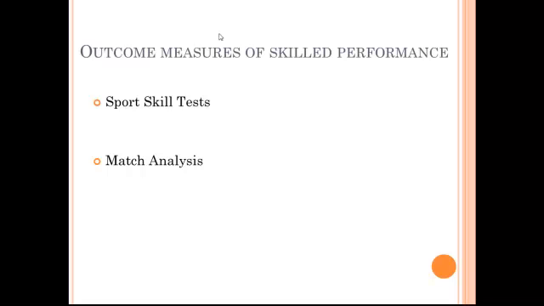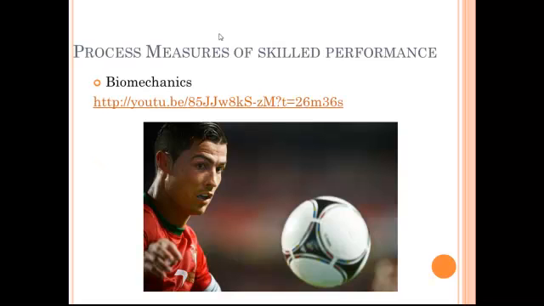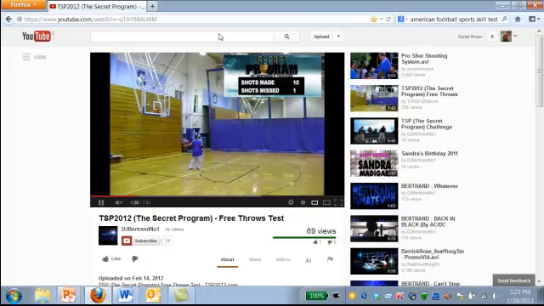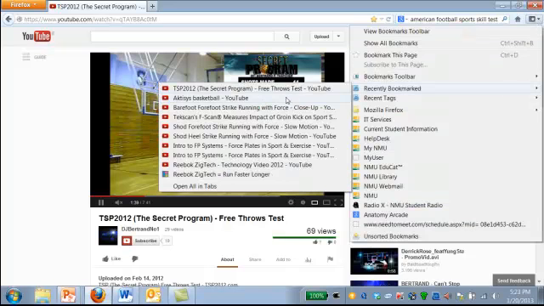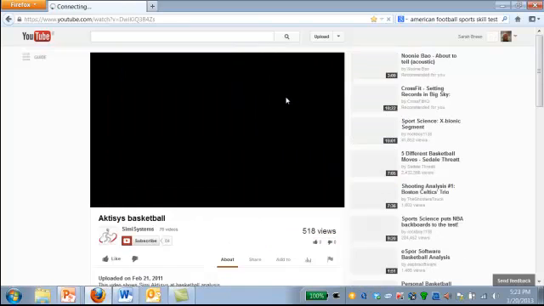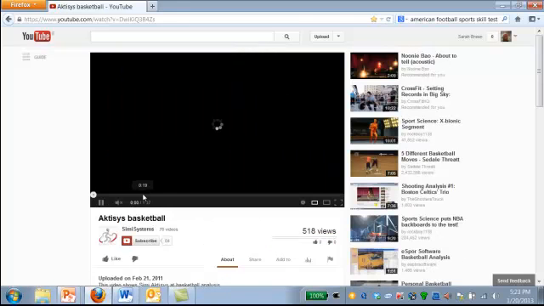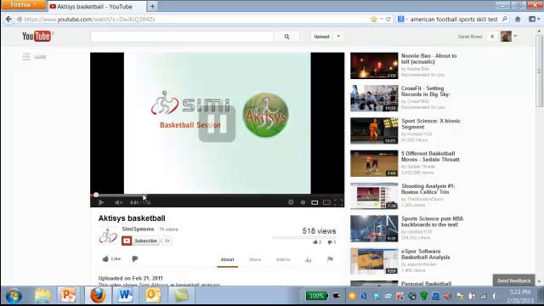But of course a lot goes into putting the ball in the basket, and the process of that skill is another way to assess the performance. If we wanted to assess the process of a basketball free throw, we would want to look at this guy's technique: how his arms were positioned, when he released the ball, how he released the ball, and we would do that maybe through some other types of analysis. If we look at this second video, we can see that they actually performed a biomechanical analysis on some basketball skills, a free throw and a jump shot.